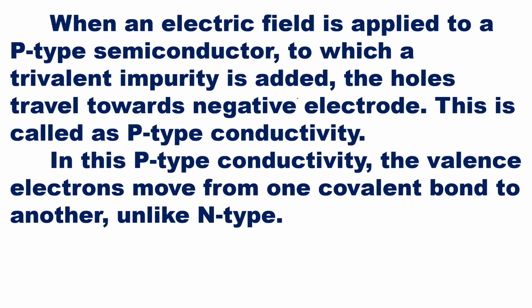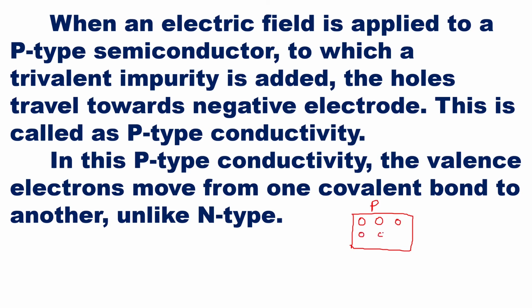When an electric field is applied to p-type semiconductor to which trivalent impurity is added, the holes travel towards the negative electrode. This is called p-type conductivity. In this p-type conductivity, the valence electrons move from one covalent bond to another, unlike the n-type semiconductor. Now the simple thing to remember is, say this is a p-type semiconductor in which the majority charge carriers are holes.